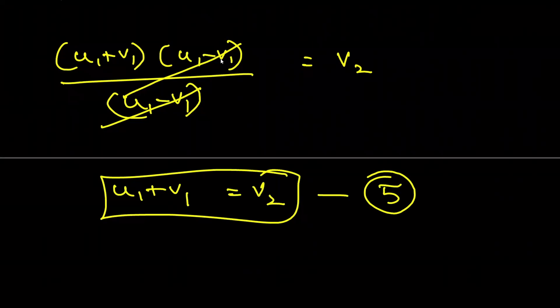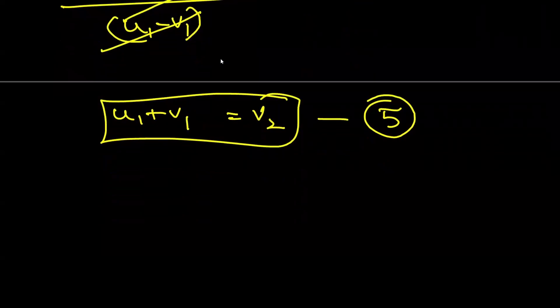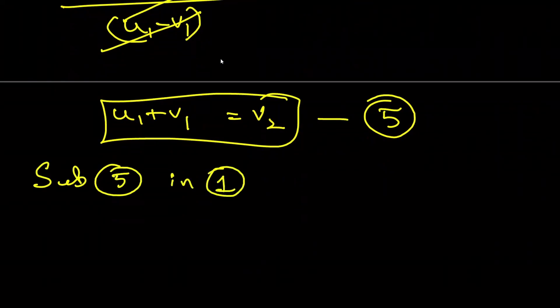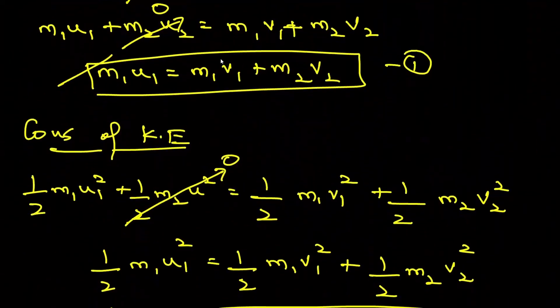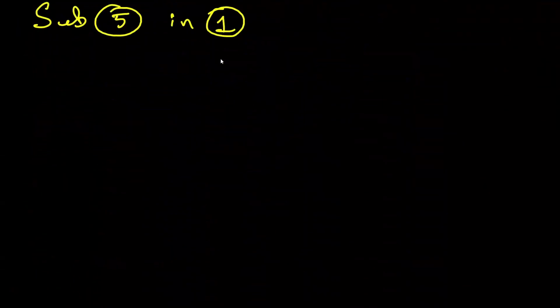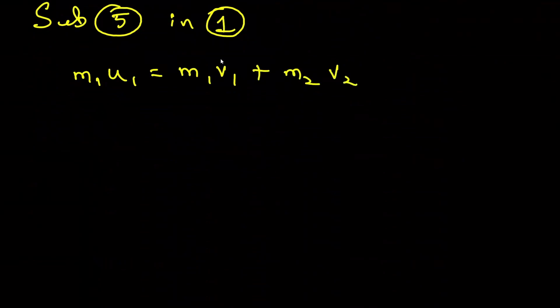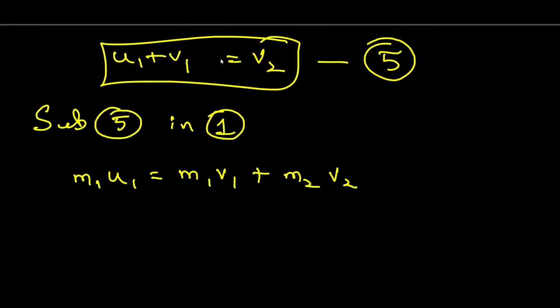Now understand, the pattern goes like this: odd number, even number. Once you get equation number 5, you will take this and substitute it back in equation number 1. So substitute equation number 5 in 1. Getting it? Now I'll copy paste the first equation here. Keep scrolling. Equation number 1 is here. M1 U1 is equal to M1 V1 plus M2 V2. This is equation number 1. But I'm telling you we will substitute 5 in equation 1, which means wherever there is V2, I will replace that with U1 plus V1.